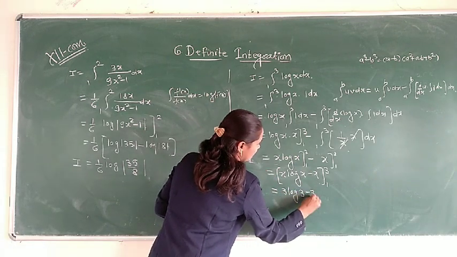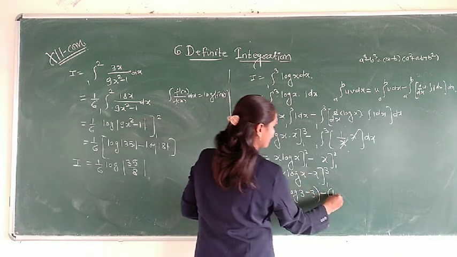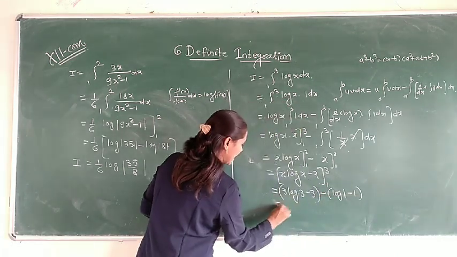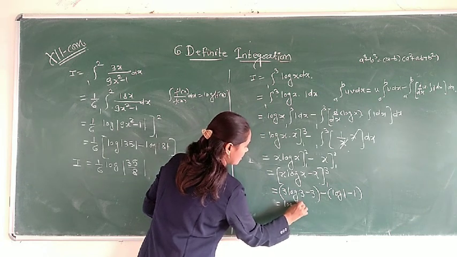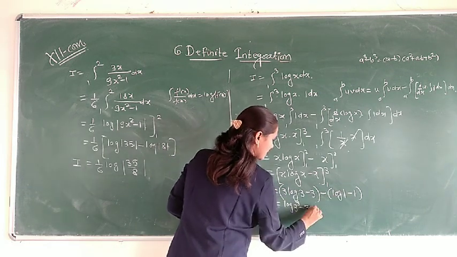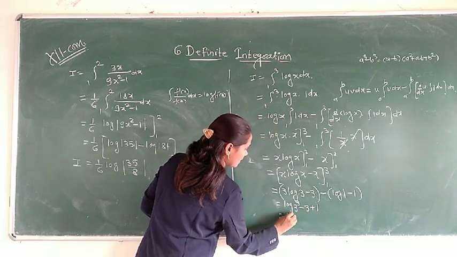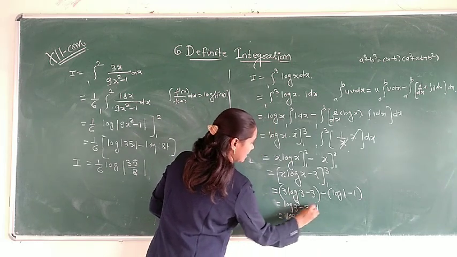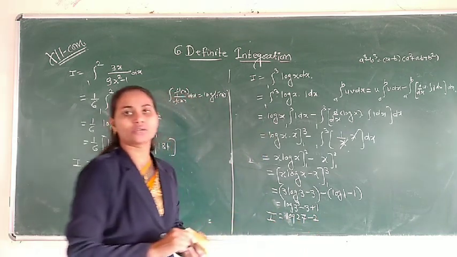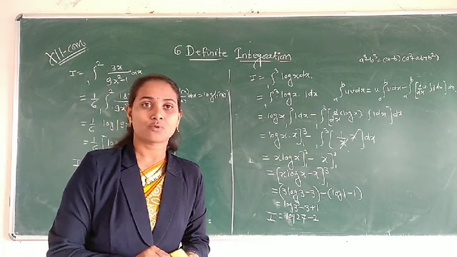3 log 3 minus 3 minus 1 into log 1 minus 1. 3 log 3 can be written as by exponent log 3 cube minus 3 minus log 1 is 0 minus it becomes plus 1. Log 3 cube is log 27 minus 3 plus 1 minus 2. R is equal to log 27 minus 2. So this is our exercise number 6.1.